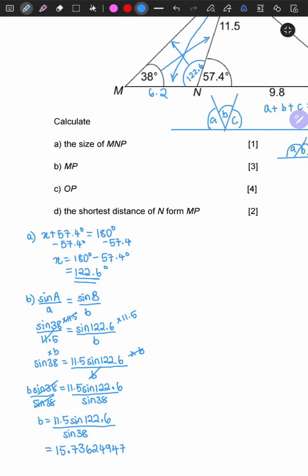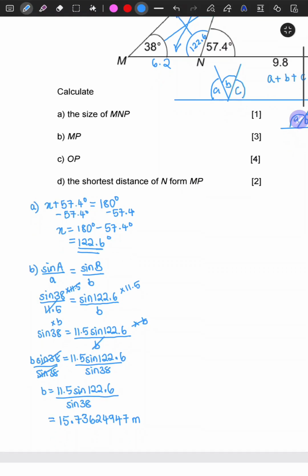And make sure to write it all out. It's not going to hurt if you write it all out. So it's 15 point whatever that whole number is. Then remember, in the front of the paper it says that you should give your answers to 3 significant figures. So I'm going to put it to 3 significant figures. We're going to count them together: 1 is significant, 5 is significant, 7 is significant. So that's already 3 significant figures.